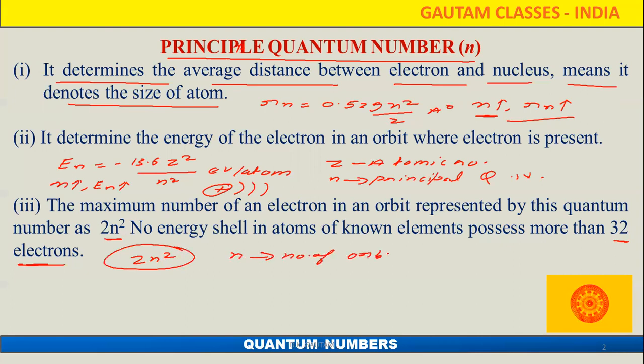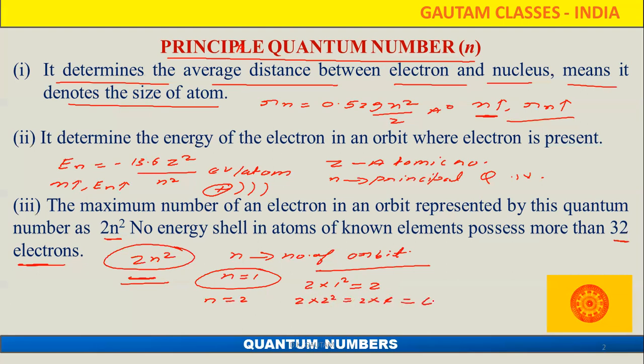Suppose somebody asks about the first shell, where n is equal to 1: how many maximum electrons are present? We can say 2 times 1 square, so 2 electrons are present. In the second shell, how many maximum electrons are present? 2 into 4, that means 8. So 8 electrons are present in the second shell.